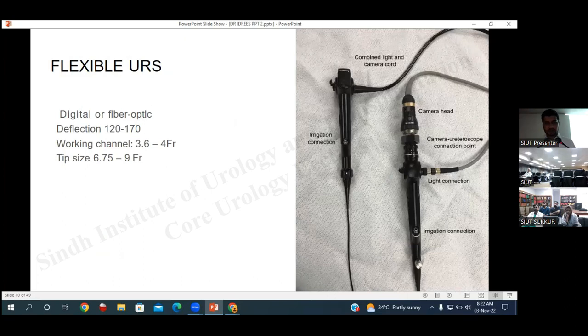Flexible ureteroscope. They also work on the fiber optic system, and the deflection is from 120 to 170 degrees, and the working channel is 3.6 Fr to 4 Fr, and the tip size is 6.5 to 9 Fr.